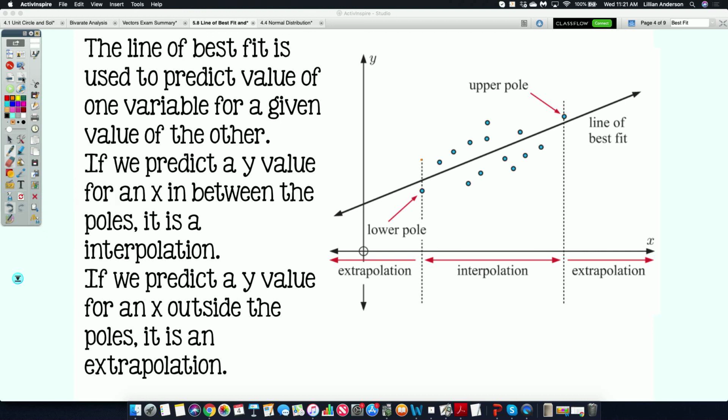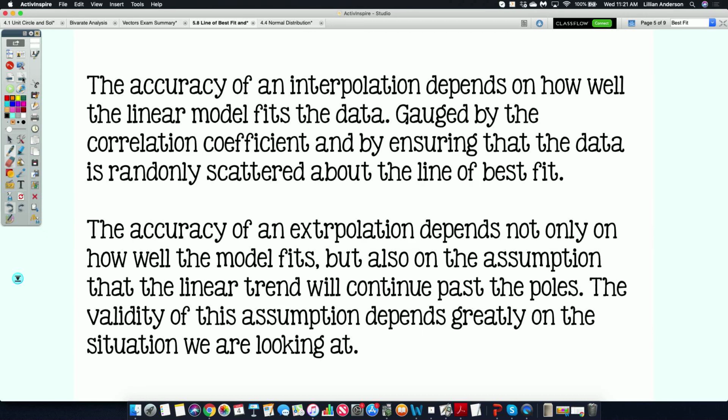So when you're asked to do predictions within your data, within that interpolation, that means it's going to be a really good prediction because the line is based off of that data. But once you go outside of those poles and you enter into that extrapolation, that's when your predictions start not making sense in context of the problem. That's when the validity of it basically isn't valid. And I have an example for you on the next page.